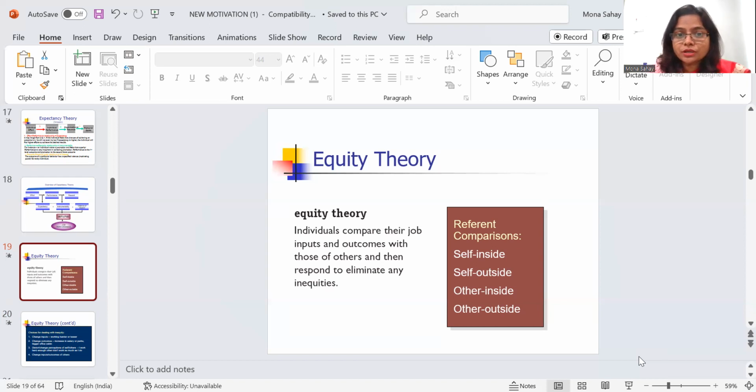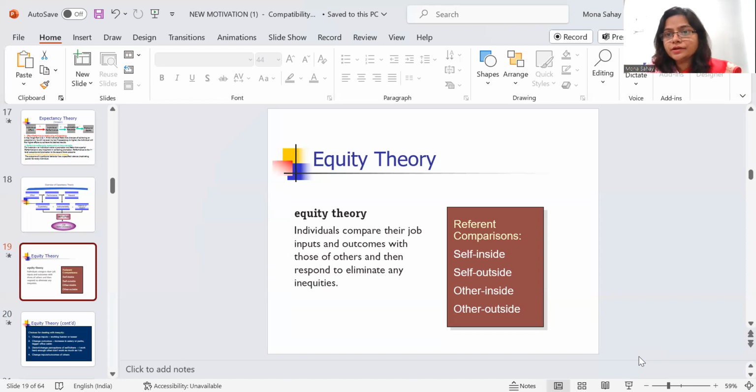And also we are talking about equities and inequities. So when they find that there is some inequity in these comparisons, there is a very natural tendency to eliminate these inequities. When they feel that they are being underpaid, that is, they are being paid less than their counterparts, there is a tendency that they will be tensed, they will be frustrated, they might get angry because they feel that there is some injustice against them.